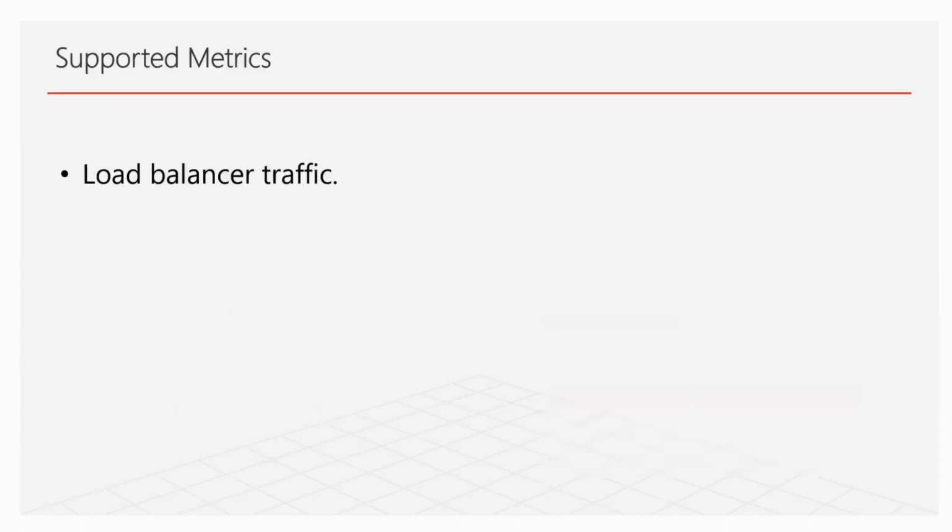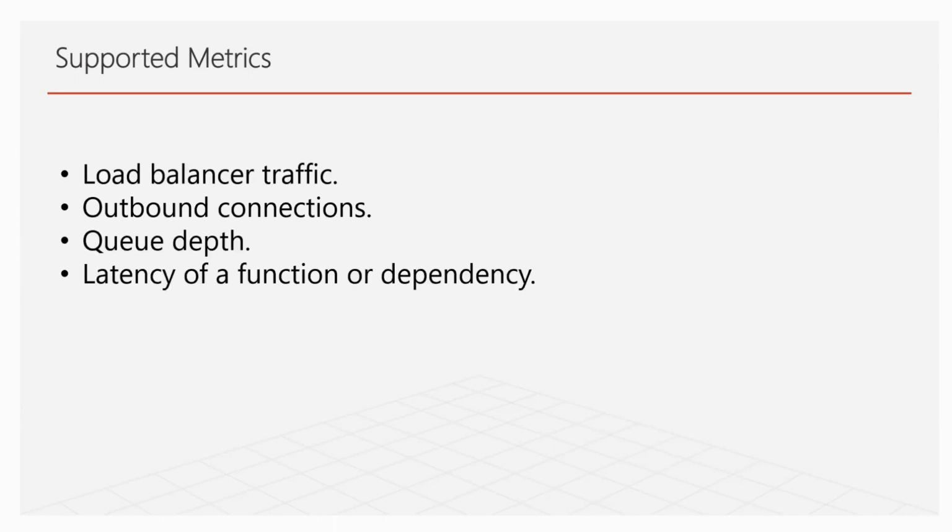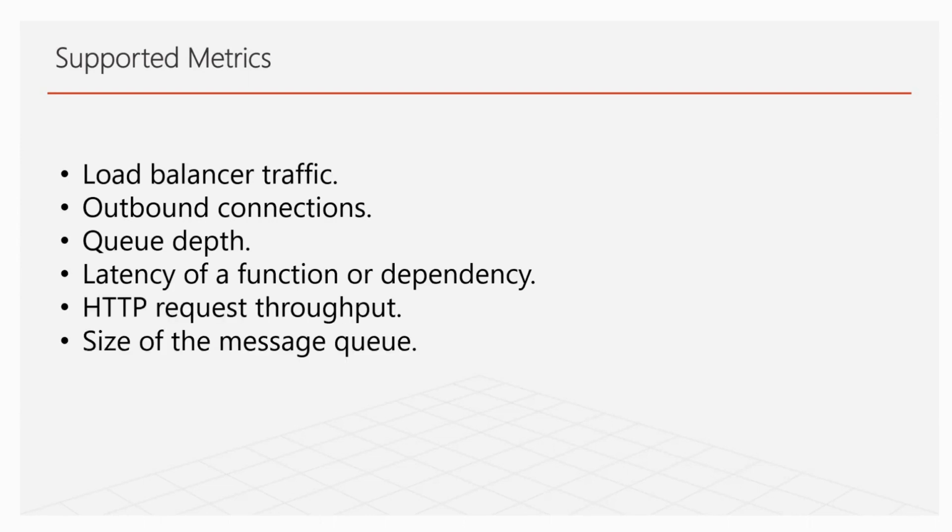And what are the other supported metrics? One is load balancer traffic. It supports even your load balancer traffic, outbound connections, queue depth, and latency of the function or dependencies. You can even calculate the latencies, HTTP request throughputs, and size of the message queue if you're using any kind of message queue services like RabbitMQ, and how much the request latency is. Okay, so like that you can scale with the metrics, and with that you can define your HPA configuration.